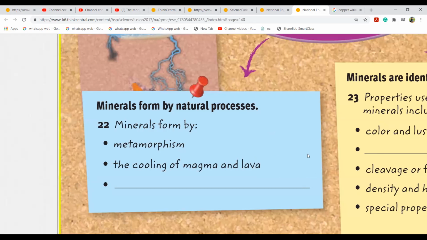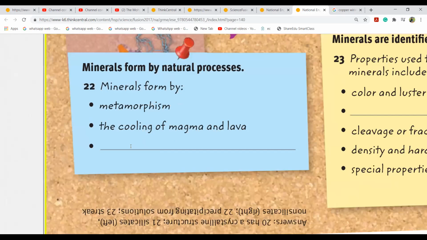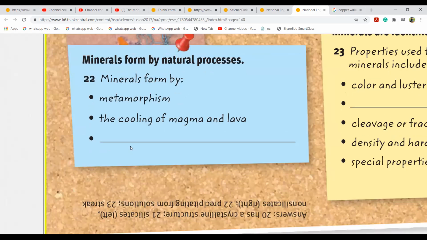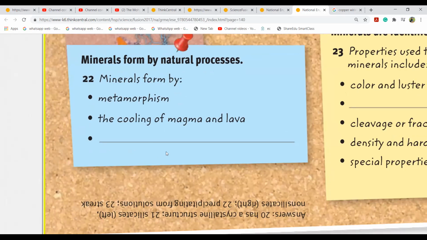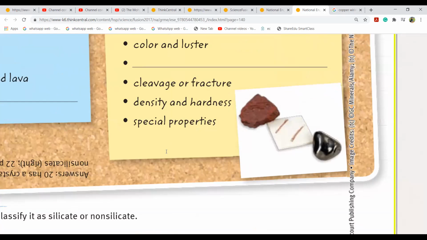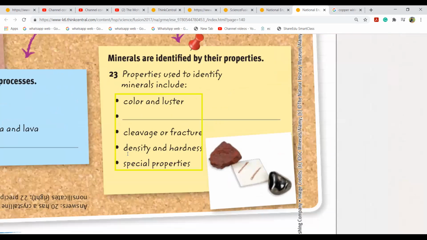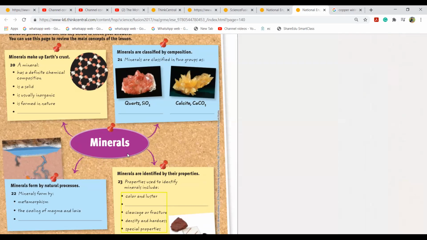Minerals are formed by metamorphism, the cooling of magma and lava. I told you, when they are forming metamorphic rock, the most important thing is that they have to have high temperature and high pressure. So question number 22: precipitating from solutions, or high pressure and high temperature. Now number 23, colors and luster. Of course, the streak is important. And this page is very, very important, girls, to know the characteristics of minerals.